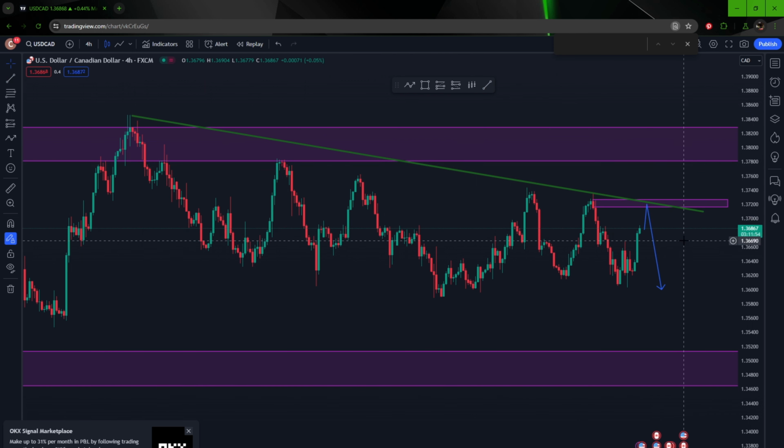So that's what you look for. You look for that confluence, that area. So now you've got a supply area in there. You've got a trend line resistance in there. That's most likely going to be a reasonably good short trade that you can take on this particular chart.